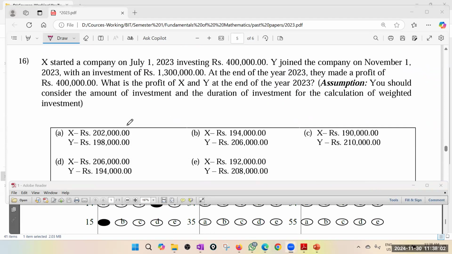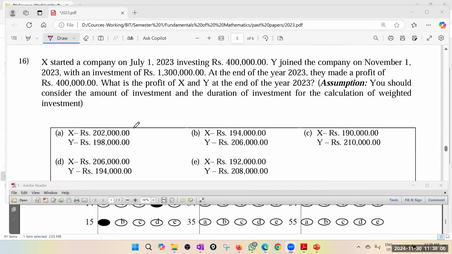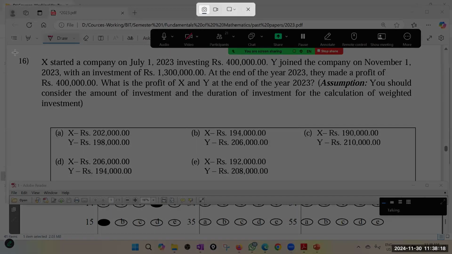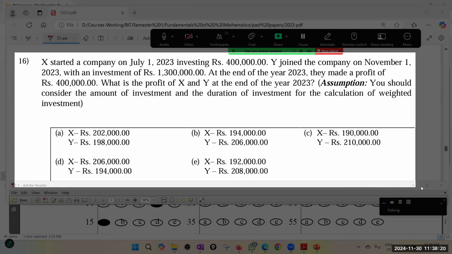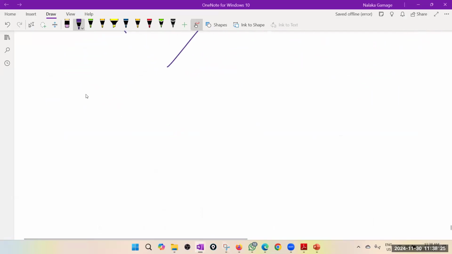16th question. X started a company on July 1st. Let me copy this because it looks like a lengthy question. I may not have enough space here. Let me paste it somewhere here.